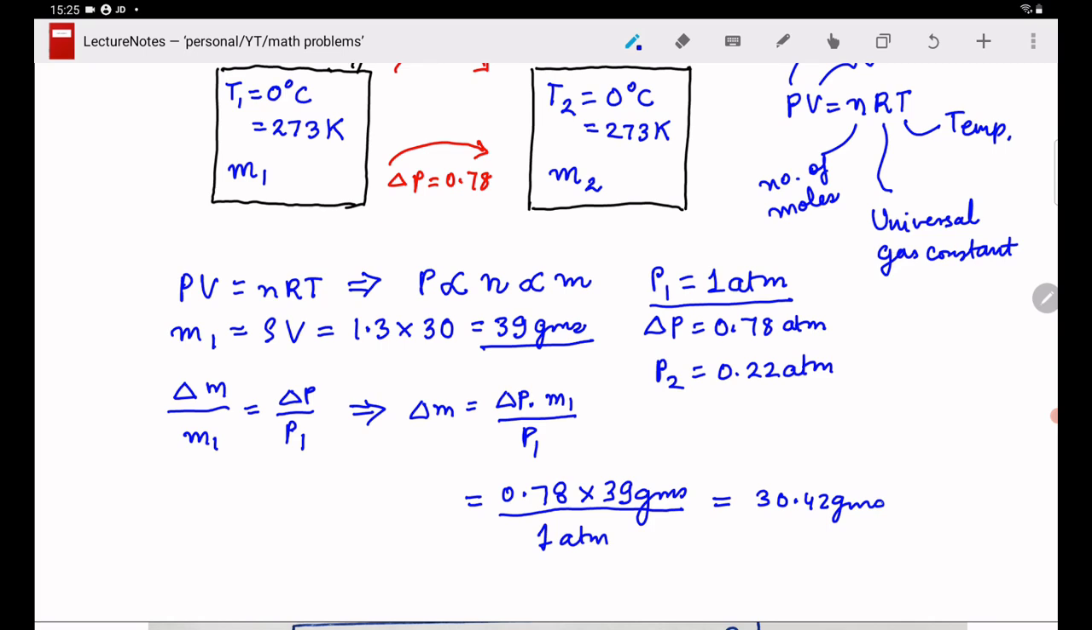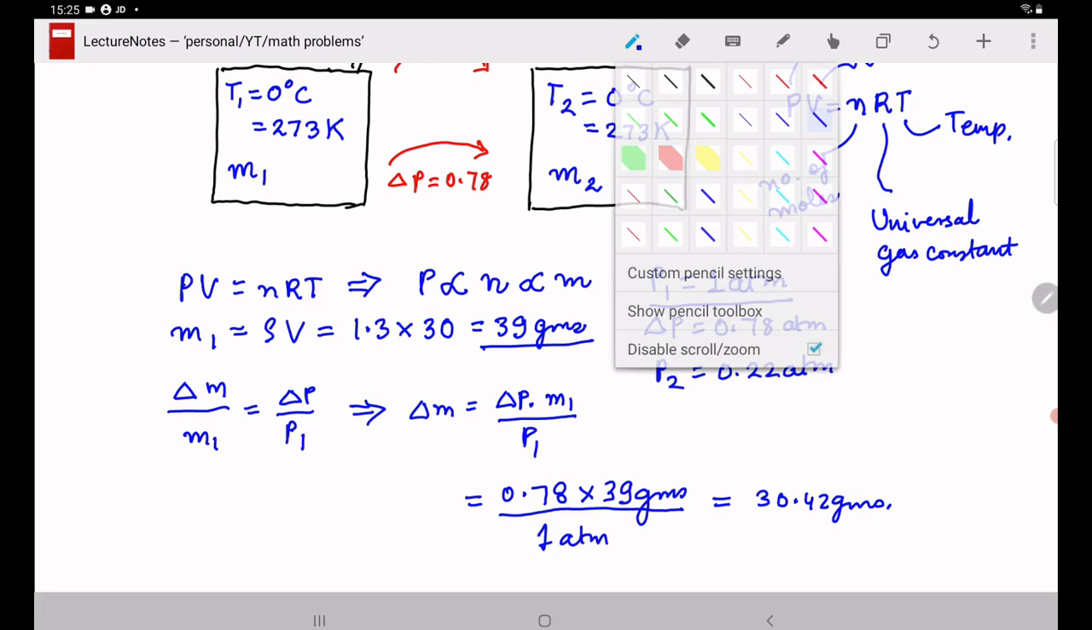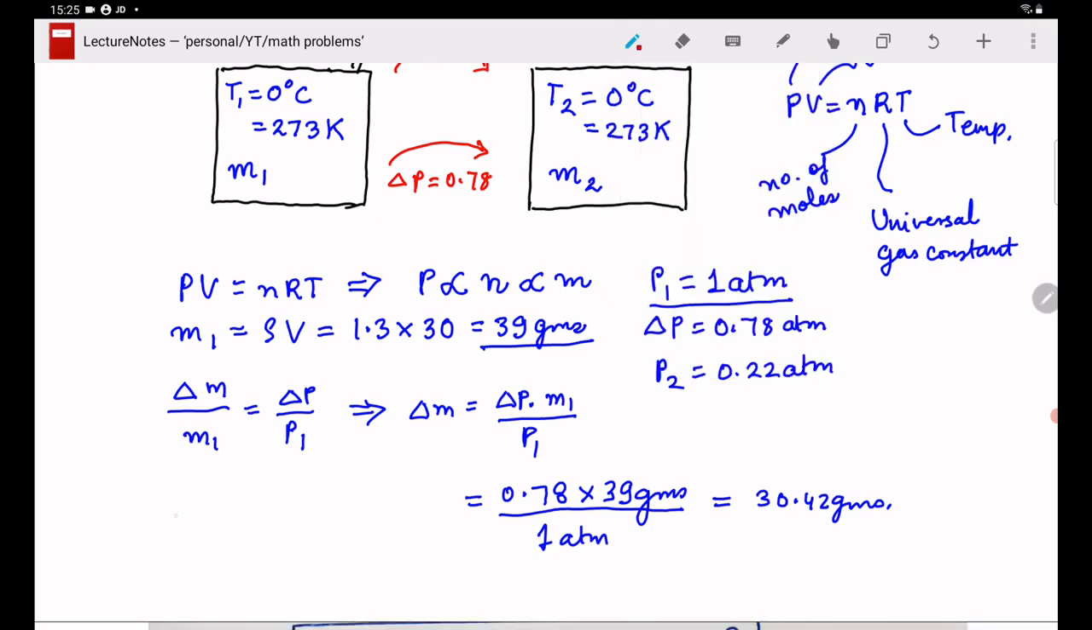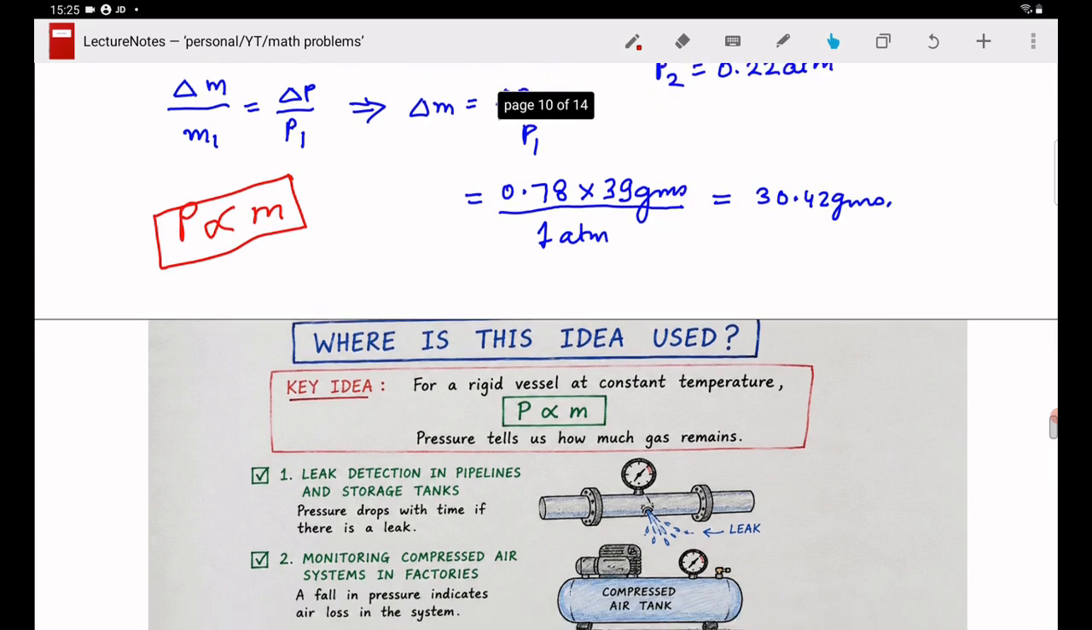But now let's do something more important. Let's climb above the maze and look at the bigger picture. The key idea we discovered was for a rigid vessel at constant temperature, pressure is directly proportional to mass. In other words, pressure itself becomes a measure of how much gas is present inside the container. This simple idea has several practical applications that we are going to discuss now.